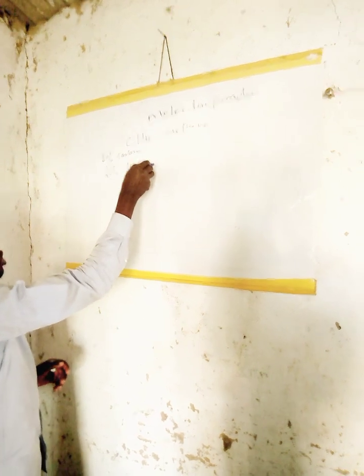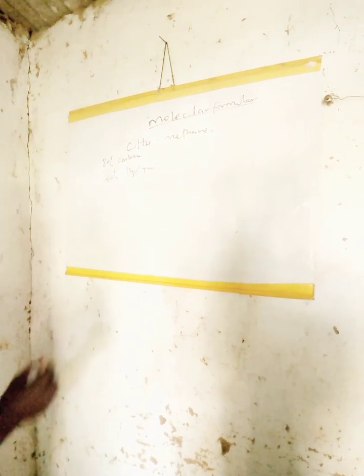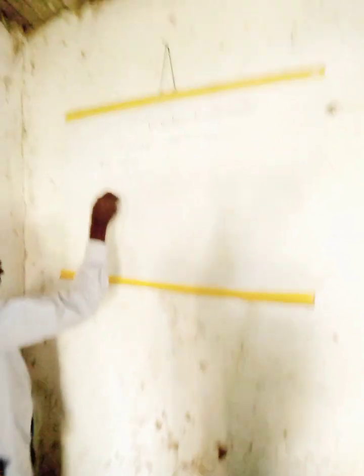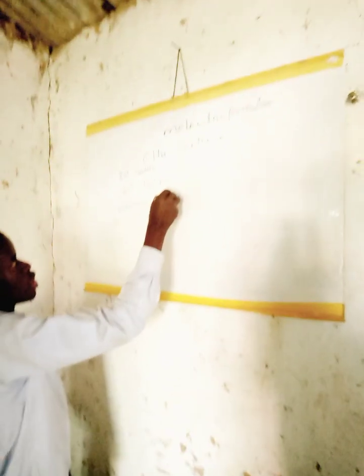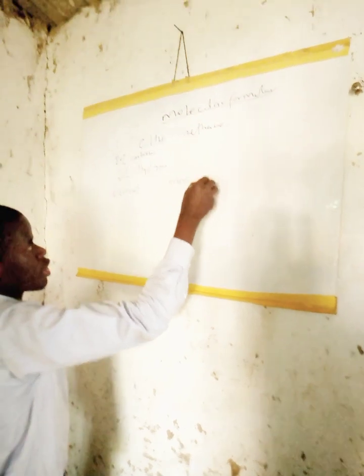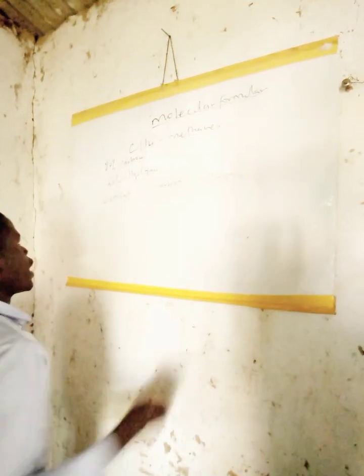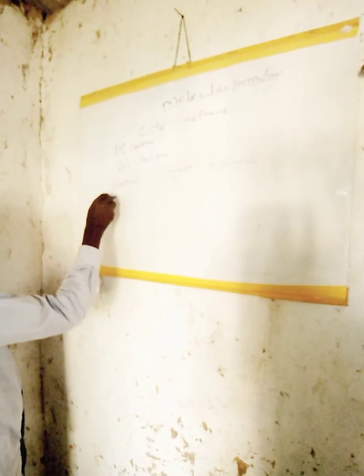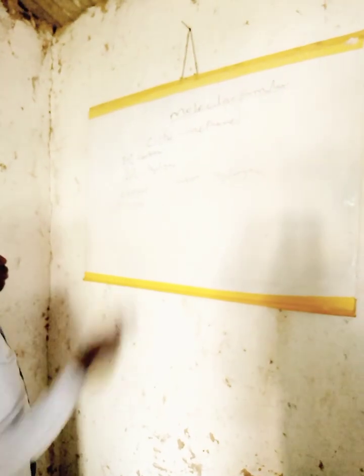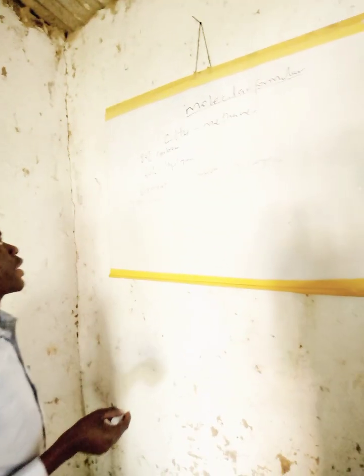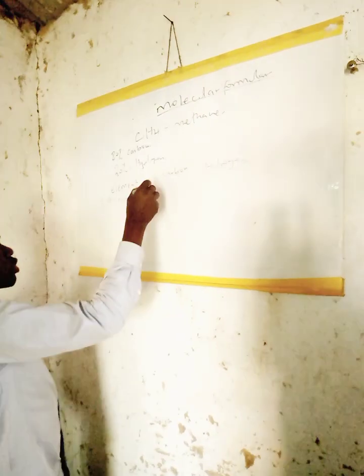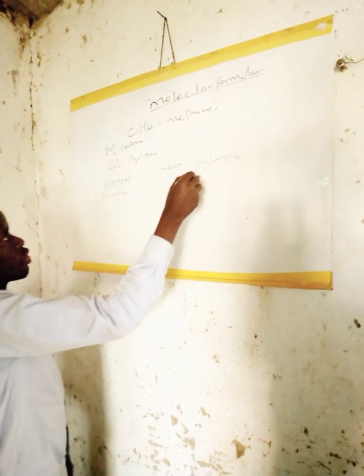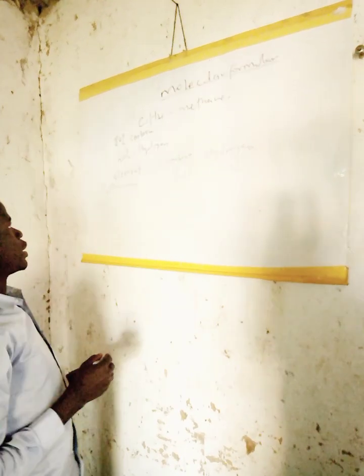First of all, you get the empirical formula. You start by writing the elements in that compound: carbon and hydrogen. Then after writing the elements, you have the percentage composition. So you have carbon 80%, then hydrogen 20%.